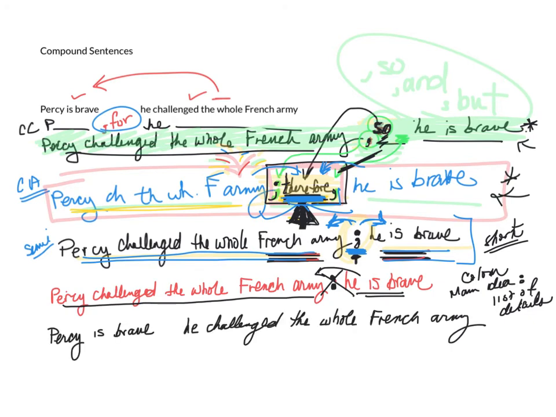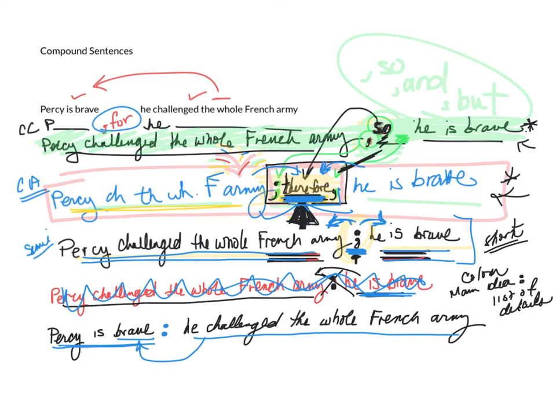Okay, if I look at this, here's my question. Is this a main idea? Percy is brave. Well, yeah, it seems to be. Is this a detail that fits under bravery? He challenged the whole French army. Is that a detail that goes under brave? Well, yeah, it could, which means I can put a colon here. So this is a no-go because you don't have main idea and then list of details, but this does work.